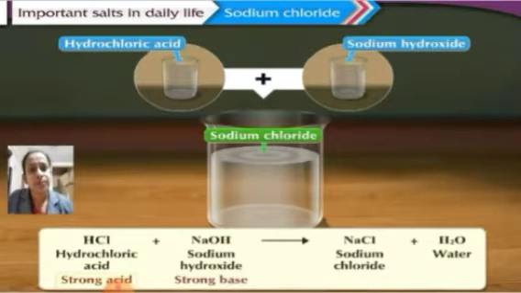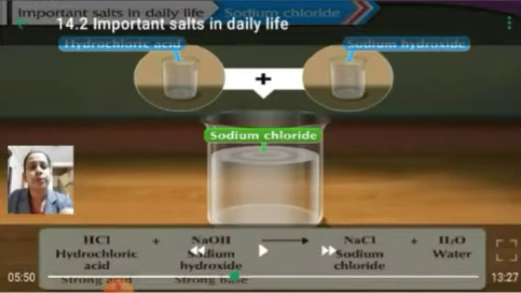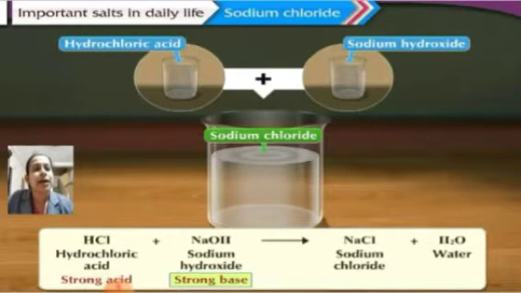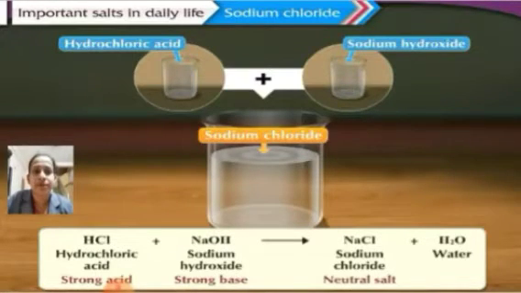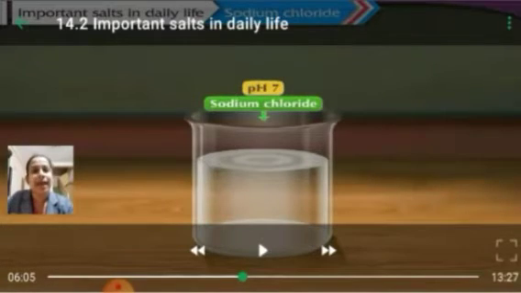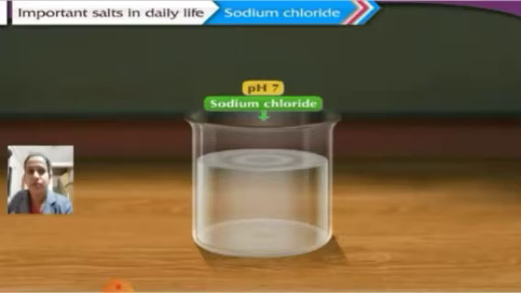Now, since sodium chloride is also formed due to neutralization reaction between hydrochloric acid and sodium hydroxide, you get the neutral salt sodium chloride. Since hydrochloric acid and sodium hydroxide are a strong acid and a strong base, sodium chloride is neutral. And you have learned about pH solutions also, that the neutral solution has the pH of 7. So since sodium chloride is formed from a strong acid and a strong base, its pH is 7. That means it's a neutral salt.